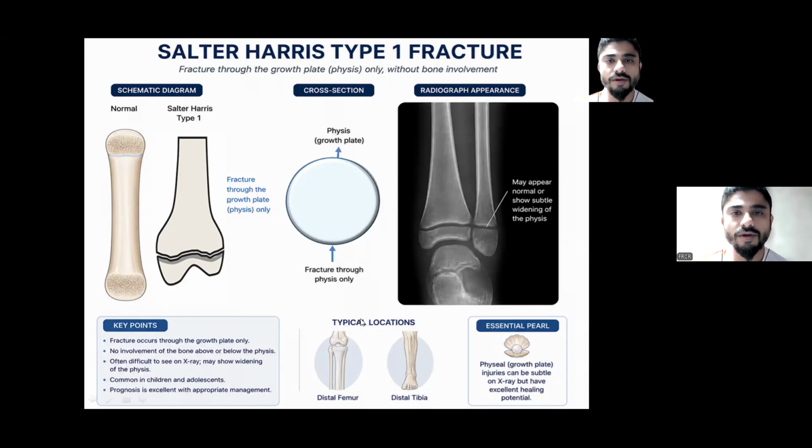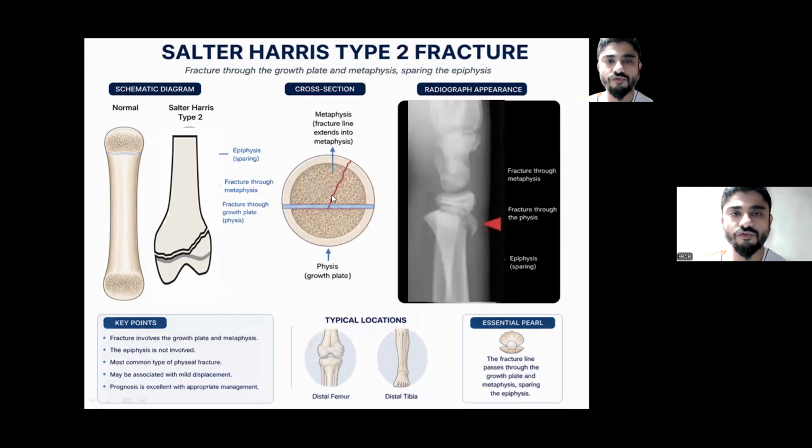Okay, now coming to Salter-Harris type 2 fracture. So what is Salter-Harris type 2 fracture? Like we have discussed, the fracture line that runs across the growth plate and adjacent metaphysis. Okay, epiphysis is spared in Salter-Harris type 2 fracture. So if you see, this is the fracture line. The fracture line is running across the growth plate and extending into metaphysis. This is metaphysis. The epiphysis is spared. This is Salter-Harris type 2 fracture.